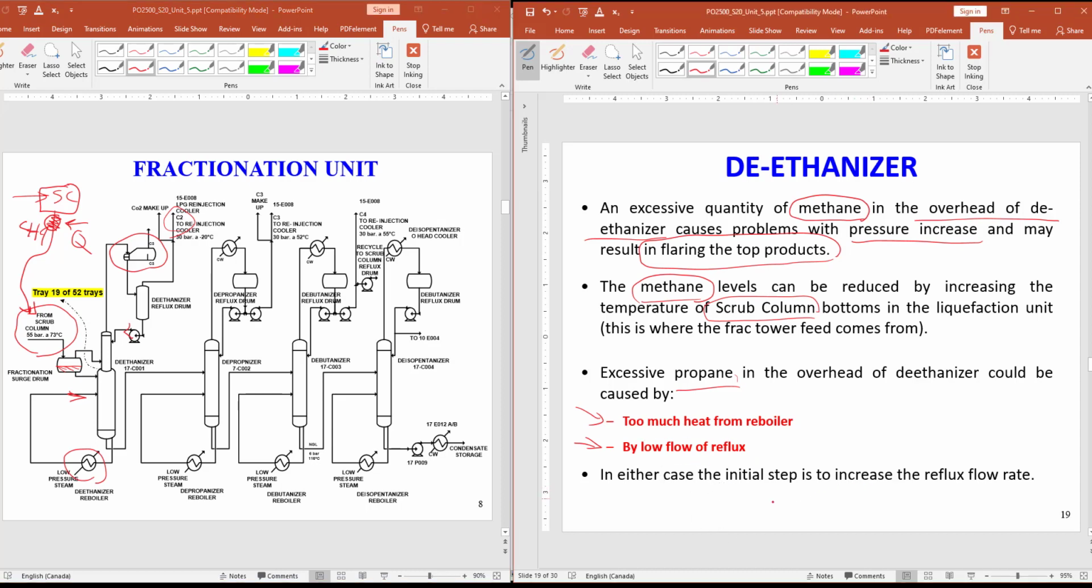In either case, what we need to do is increase the reflux flow rate. If we decrease the reboiler heat duty or heat load, we can adjust it. But if we just increase the reflux flow rate, the reflux ratio here, we can adjust this issue.